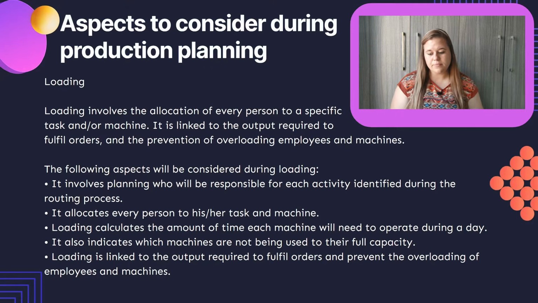Now we're looking at loading. Loading involves the allocation of every person to a specific task and machine. It is linked to the output required to fulfill orders and the prevention of overloading employees and machines. The following aspects can be considered. It involves planning who will be responsible for each activity identified during the routing process. It allocates every person to his task or machine. Loading calculates the amount of time each machine will need to operate during the day. It also indicates which machines are not being used to their full capacity.